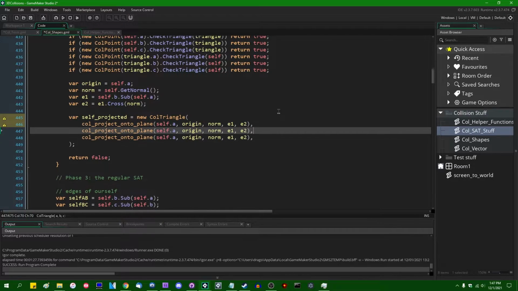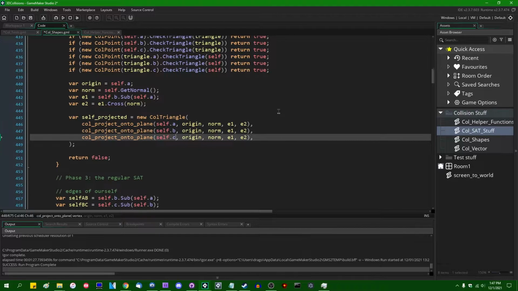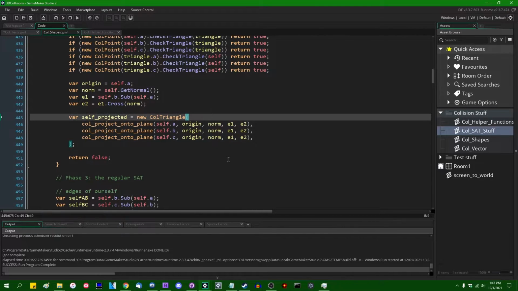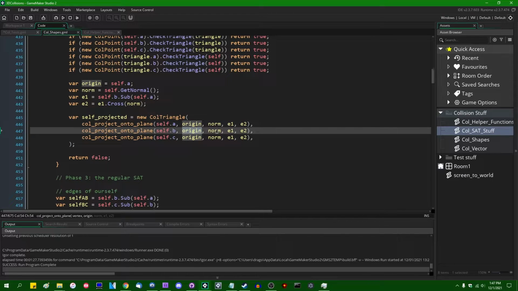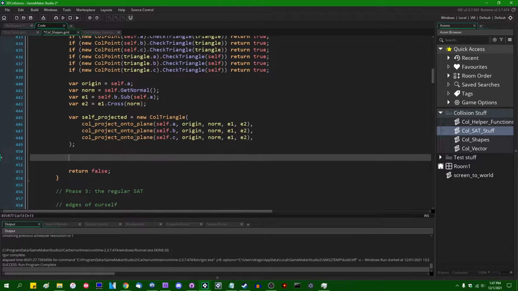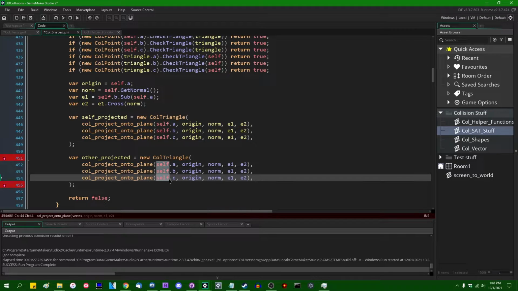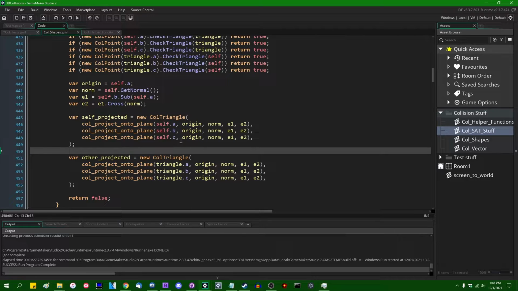And the second and third vertices are going to look very much the same. So we're going to project all three of the vertices of our own triangle onto the plane defined by the origin, which is essentially the distance from the world origin, and the normal of the triangle. And next, var otherProjected is going to be a new Triangle, and it is going to also look rather the same, except instead of projecting our own points onto that plane, we're going to project the points of the incoming triangle onto that plane.